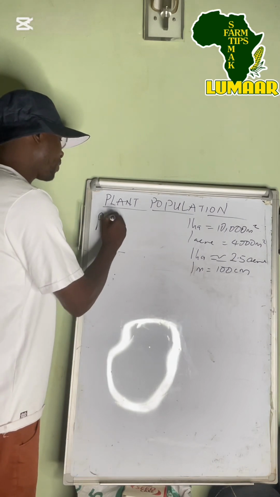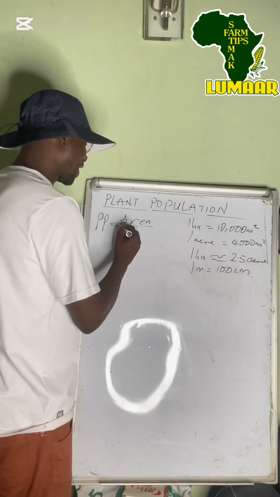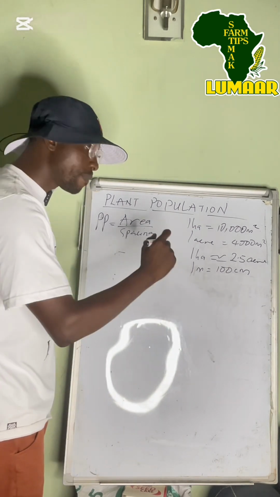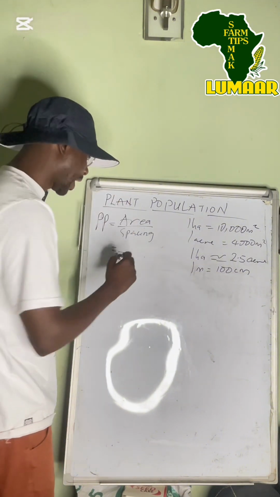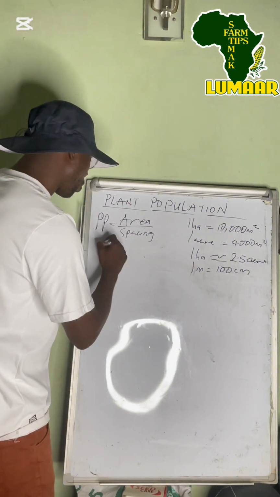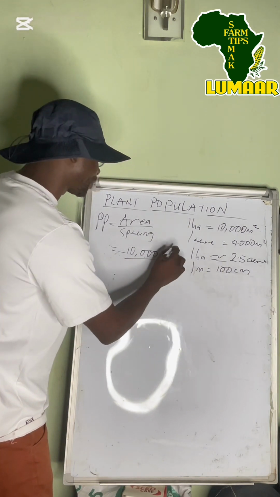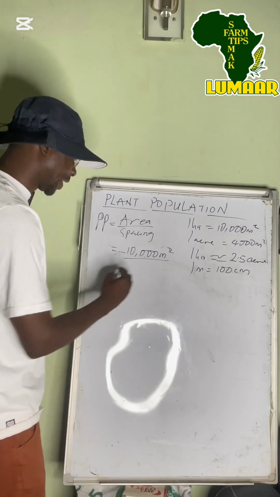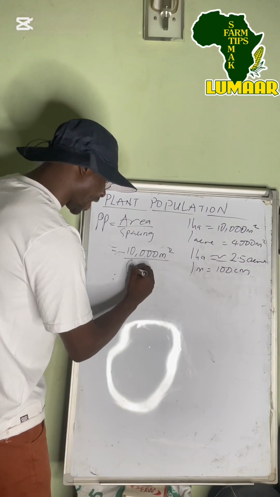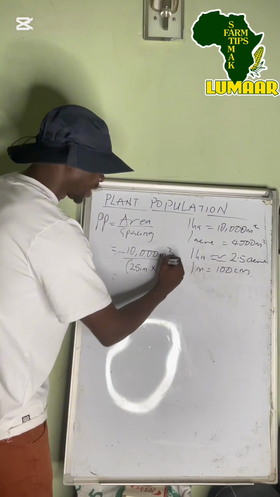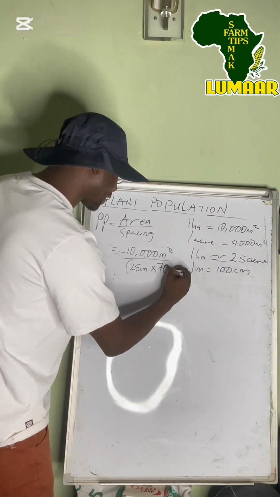We will say that our plant population, which is PP, is going to be the area in question divided by the spacing. I'm growing maize in 1 hectare. And then, now, we will say that in 1 hectare, I have 10,000 meters square. Are we together? And then the spacing, let's say I'm going to do the intra-row spacing. I'm going with 25 centimeter. And then the inter-row, from one row to the other, is 70 centimeter.